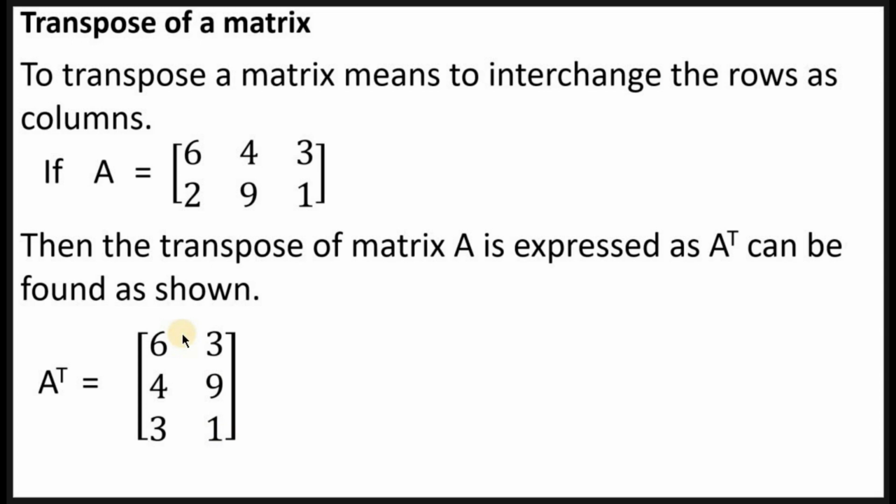Whenever you are transposing, the first row becomes the first column and the second row becomes the second column. Okay, so simple. This is a very simple concept, right? So we have transposed: the rows have become the columns. The first row has become the first column, the second row has become the second column.